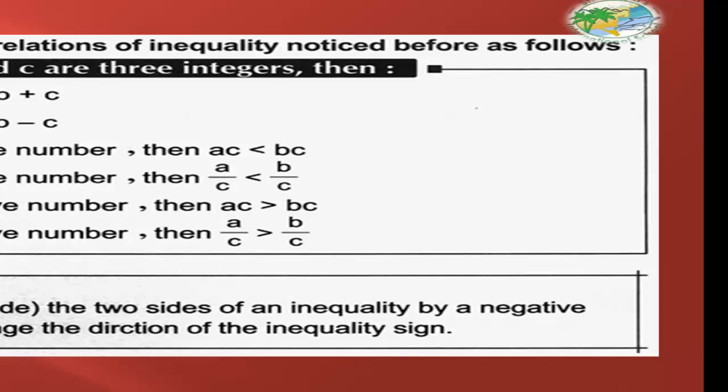If a less than b, c is a negative number, then ac greater than bc. If a less than b, c is a negative number, then a over c greater than b over c. Important remark: when we multiply or divide the two sides of the inequality by a negative number, we should change the direction of the inequality sign. What does that mean? If we multiply or divide two sides of an inequality by a negative number, we must change the direction of the inequality sign.